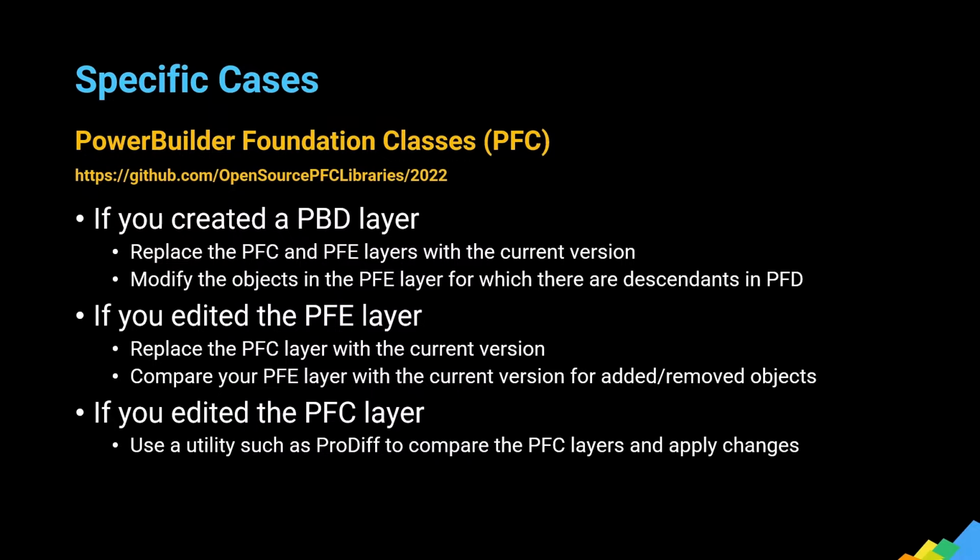So it's fairly simple to do that. So what happens when you get a new version of PowerBuilder and there's a new version of PFC to go with it, you go and replace the PFC layer, which you didn't modify, and you take the PFE layer and you just repoint the ancestors that are in your PFD layer. That's the ideal. Problem is, many people edited the PFE layer, and so now they can't just replace the PFE layer with the new PFE layer.